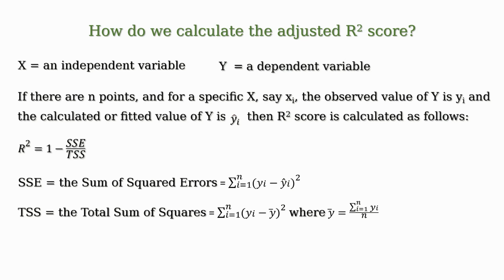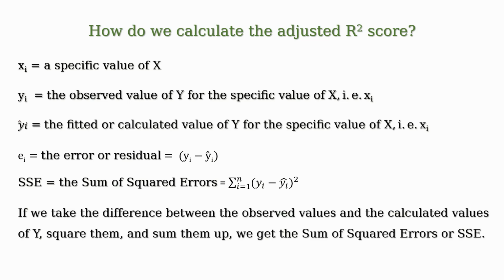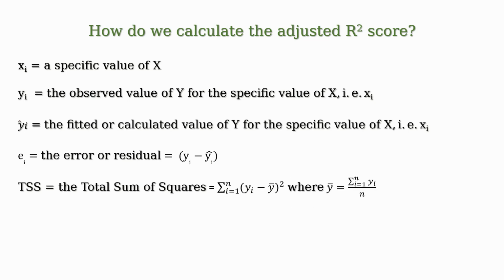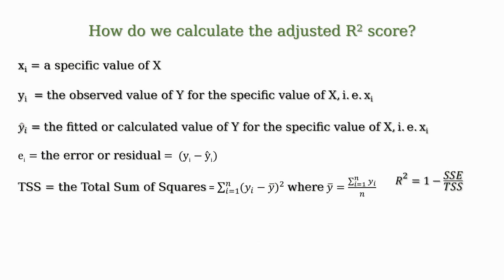In other words, if we take the difference between the observed values and the calculated values of y, square them and sum them up, we get the sum of squared errors or SSE. And if we take the difference between the observed values and the mean value of y, square them and sum them up, we get the total sum of squares or TSS. Then we divide SSE by TSS and subtract the result from 1 to get the R-square score.